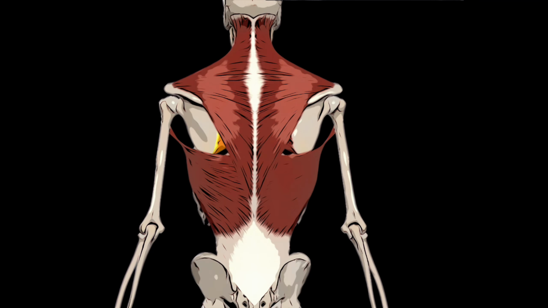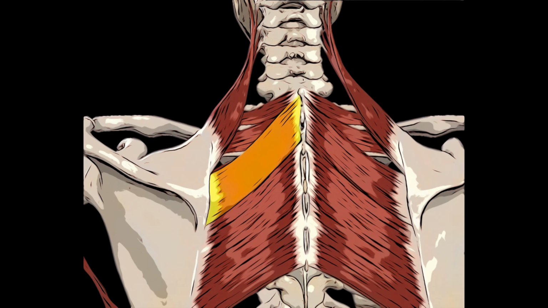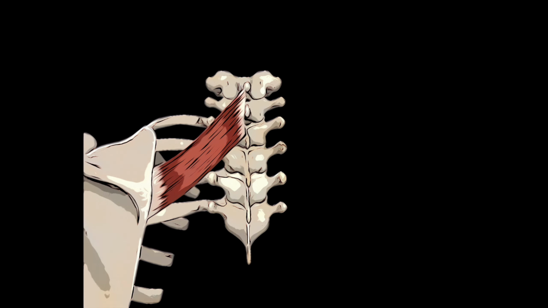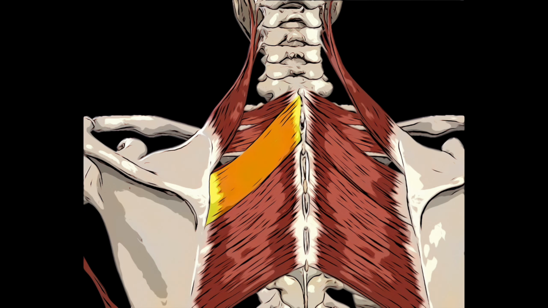The rhomboid minor muscle is a narrow quadrilateral type of skeletal muscle. It's located posterior or superficial to the serratus posterior superior muscle and the dorsal scapular nerve. It's anterior or deep to the trapezius muscle and the accessory nerve, and medial to the scapula and supraspinatus and levator scapulae muscles. It's superior to the rhomboid major muscle.